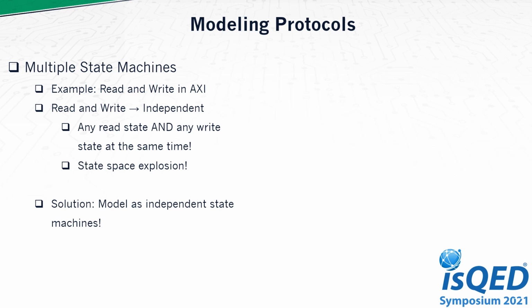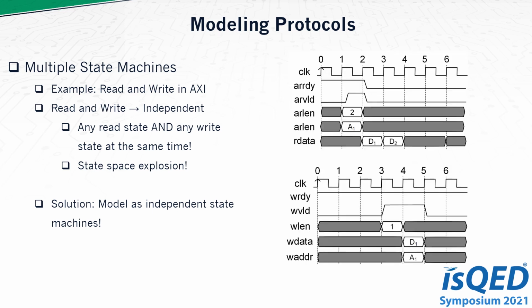However, more complex protocols used today have different interfaces that operate independent of one another. An example of this is the read and write interfaces in AXI. These interfaces are completely independent of each other. This means that we can be in any read state or any write state at the same exact time. To illustrate this idea, we show a read transaction and a write transaction occurring under AXI. The choice of burst length and actual timing of the read and write transactions is completely arbitrary. This means that the read could have happened one cycle earlier and the write could have happened one cycle later.